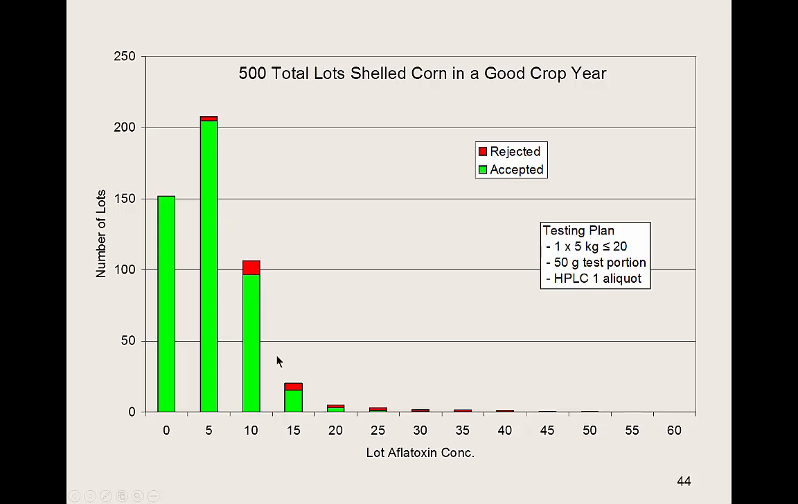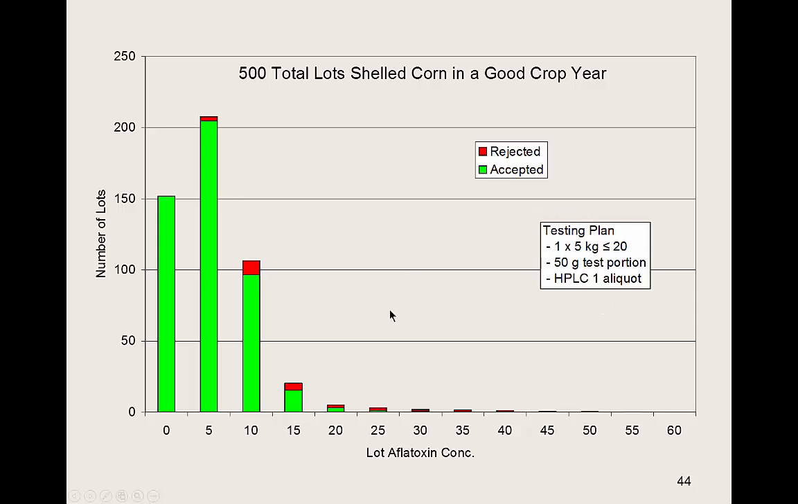We see fewer rejections, total rejections, which is good in a good crop year. Because above the accept reject limit of 20, we see very little accepted lots, very little green. There's some right here. Most all lots out here are rejected. We just don't have many lots out here because it's a good crop. There's not much aflatoxin in this crop. So it's the same testing plan.